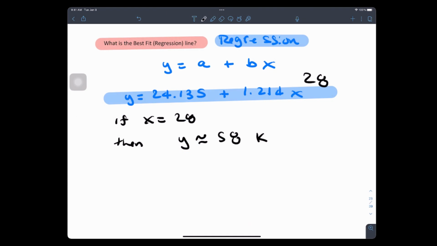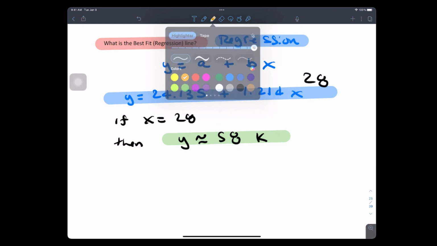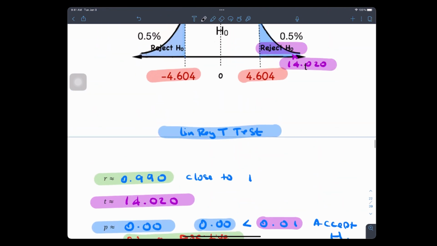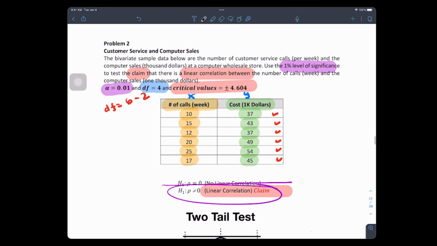What they're saying here is that if x is 28, y is going to be 58,000. So if you make 28 calls per week, you can expect to make $58,000 with this model. Because there is a linear correlation between the number of calls and how much you make. This is why they bug you with calls: there's a linear correlation between the number of calls and how much money they make.